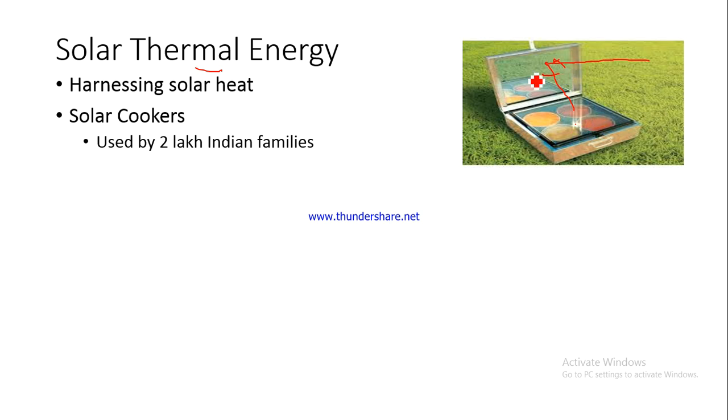Since all the sun rays are being focused on this particular point, and this compartment has also been covered by a glass sheet, this will heat up the temperature inside, and this would lead to cooking of food. So this is how the solar thermal energy works, how a solar cooker works.